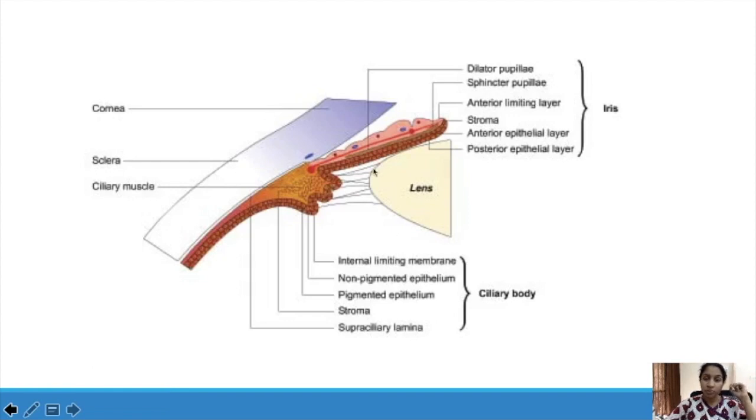This is the picture from Khurana. You can see here the layers of the iris. So the posterior epithelial layer, anterior epithelial layer. This is the stroma, and this thin membrane is the anterior limiting layer. And you can see dilator pupillae and sphincter pupillae muscle in this stroma and anterior epithelial layer. Hope you understood iris.